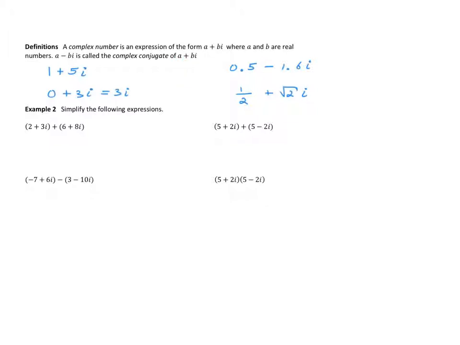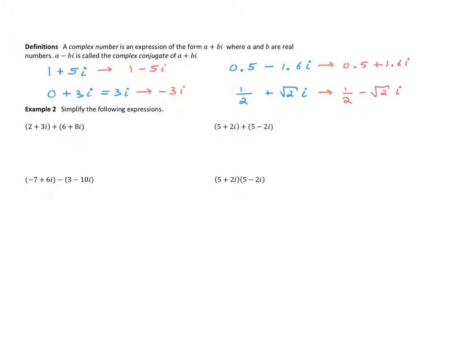So next to each of these numbers, I'm just going to replace the number itself with its complex conjugate. Like this one here, 1 minus 5i is its complex conjugate. Here, since it's a plus 3i, we get minus 3i. This one we're just going backwards. It's going to be 0.5 plus 1.6i. And this one here is going to be 1/2 minus the square root of 2 times i.